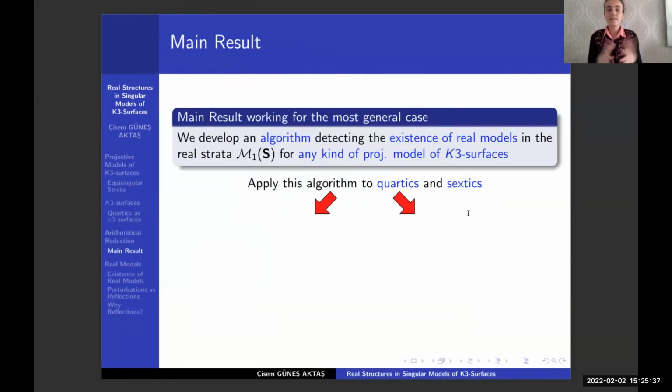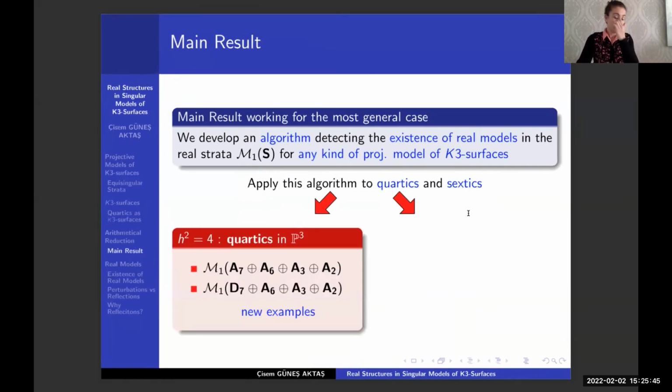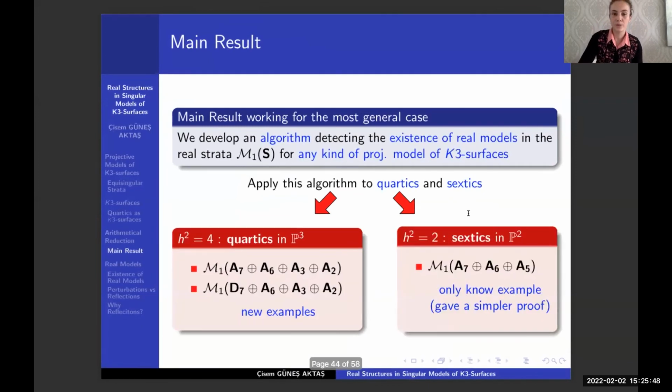Please. Okay. This is my main result. It works for all projective models, and we apply this algorithm to quartics and sextics. In the quartics part, I found two new examples which have real components without any real surfaces. And in the sextics part, this was an already known example, but I gave a simpler proof of this example by applying the algorithm that we obtained. And I stop here and thank you for your attention.